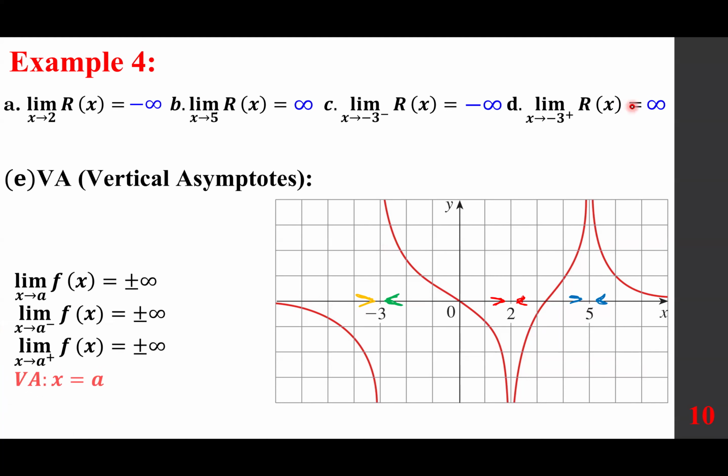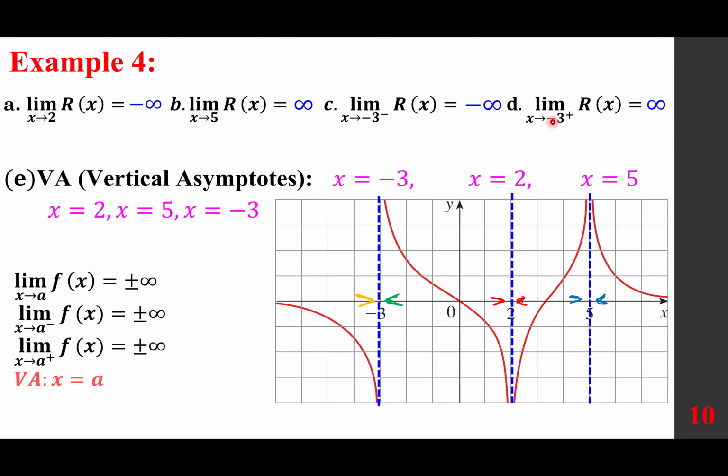And so those are the vertical asymptotes: x equals 2, x equals 5, x equals negative 3. This one says x equals negative 3. This one also says x equals negative 3. Those are the vertical asymptotes. And here are the equations.